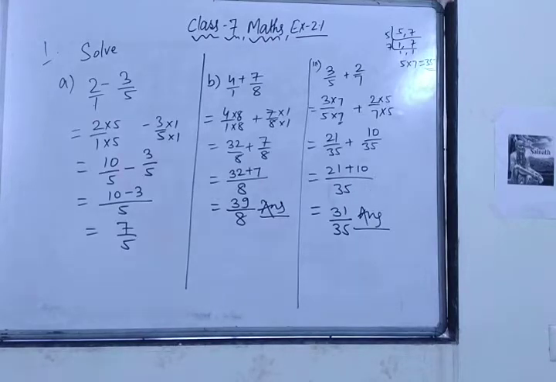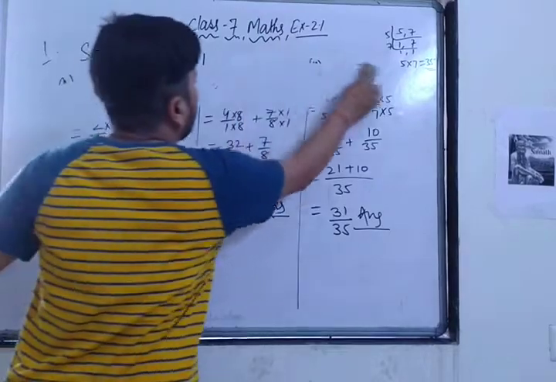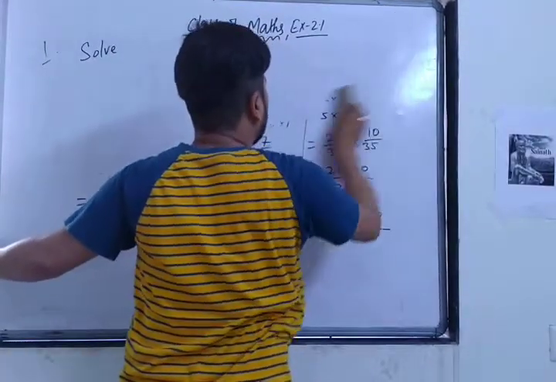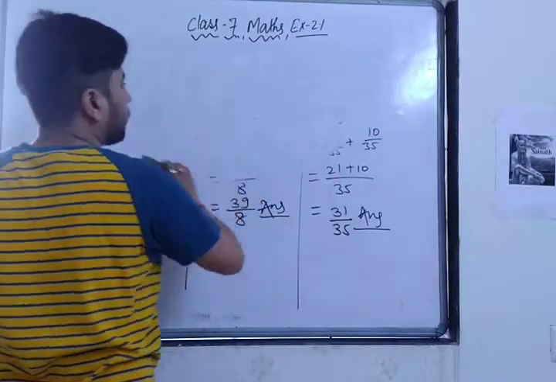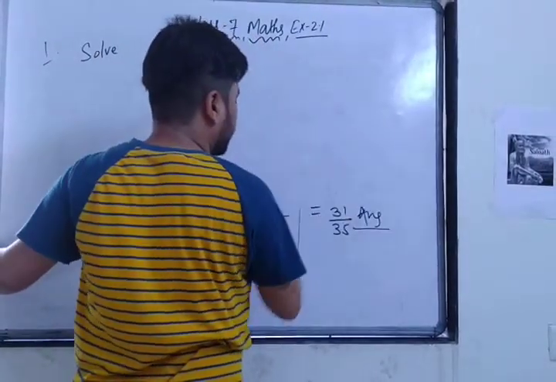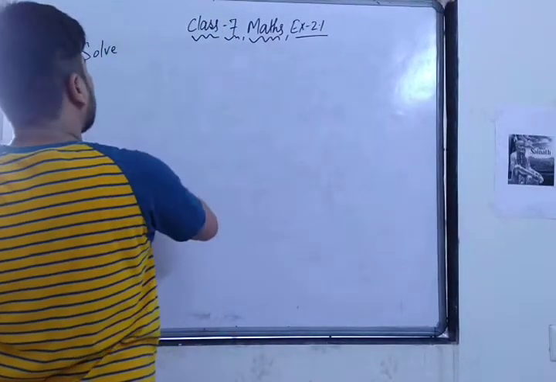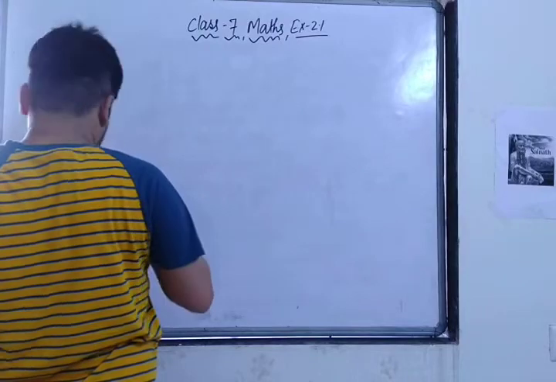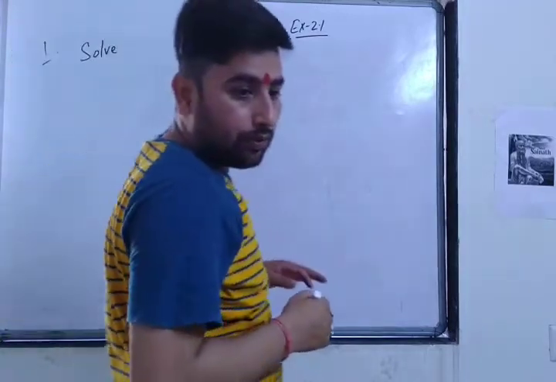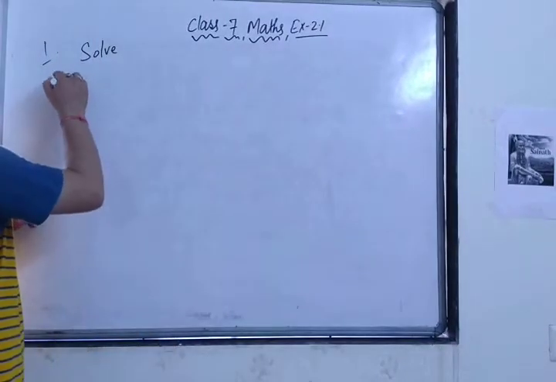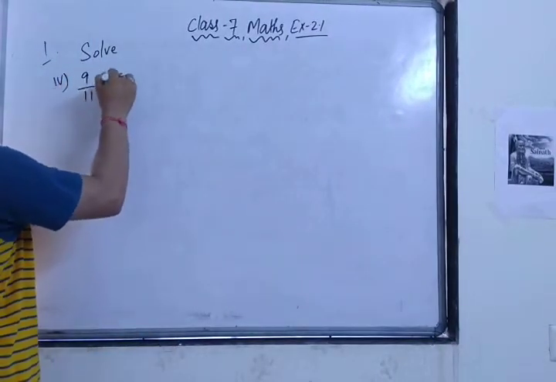Now let's move toward question number 4 of the first exercise. Okay? So now we are moving toward question number 4. What is question number 4? Question number 4 is 9 by 11 minus 4 by 15.